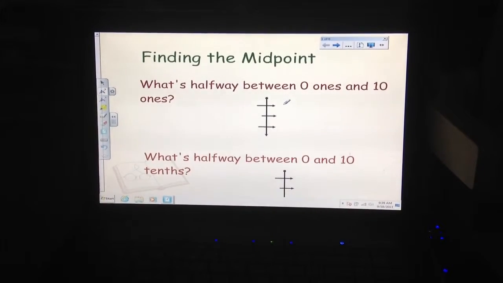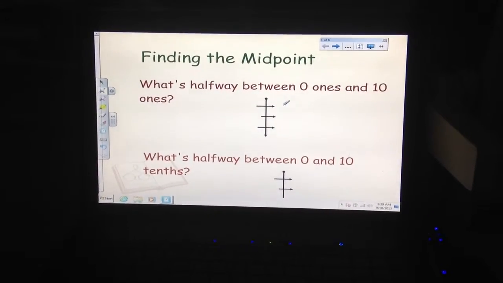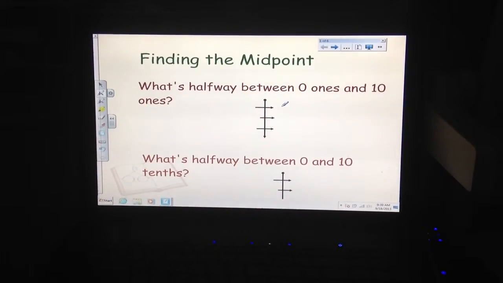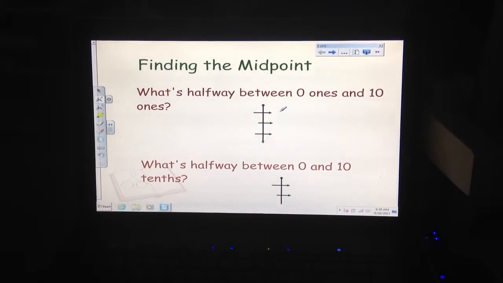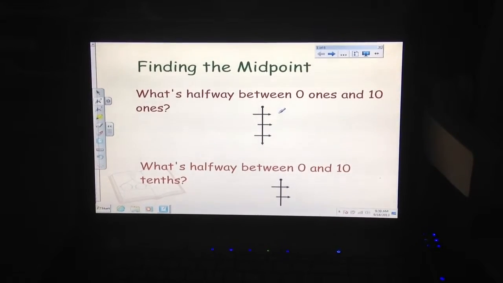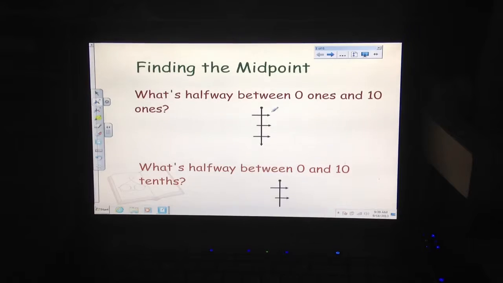Today we're going to look at an alternative way of rounding. If your child's having trouble with it, you can also go back to the previous video that I posted on rounding numbers. This is an alternative way that New York State has come up with.